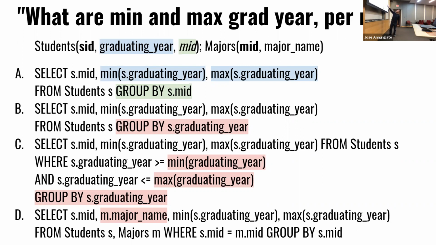So this one, notice that I'm erroneously using aggregation in the where clause. I can't. That's a wrong syntax. I cannot put aggregation on the where clause. I can only put aggregation on the select statement, not on the where clause.